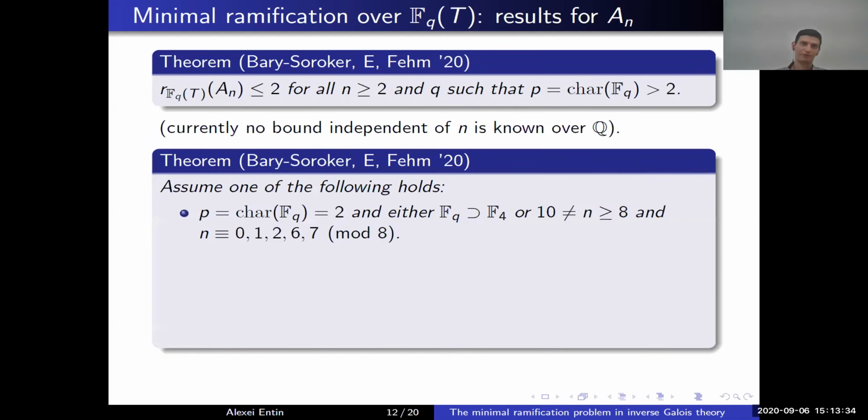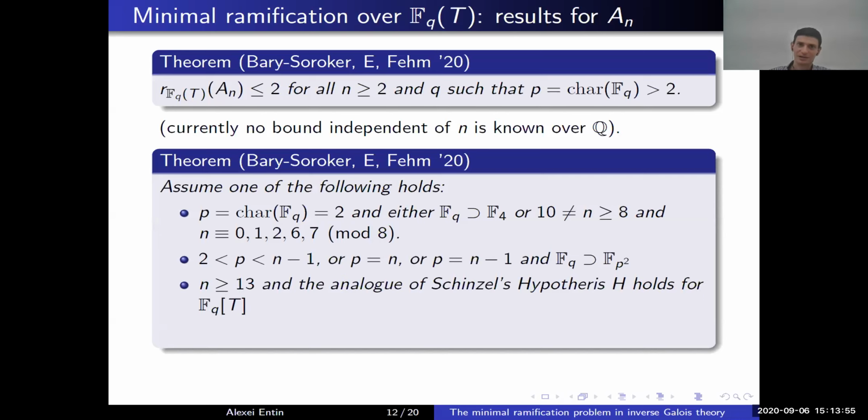And moreover, if we assume one of the following: either P equals 2 and a small restriction on n mod 8, or P is between 1 and n minus 1, or P equals n, or P equals n minus 1 and Fq contains Fp squared, or n is at least 13, and here we do need to assume an analog of Schinzel's hypothesis H. So under either of these assumptions, we get the conjecture, the realization with one ramified prime.